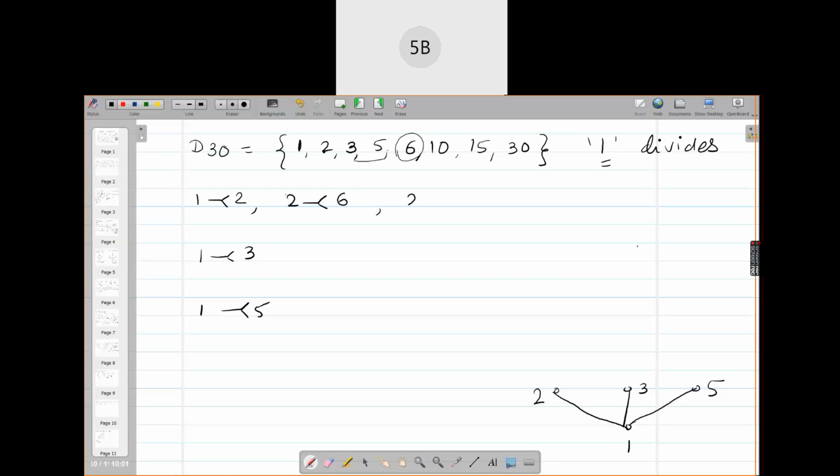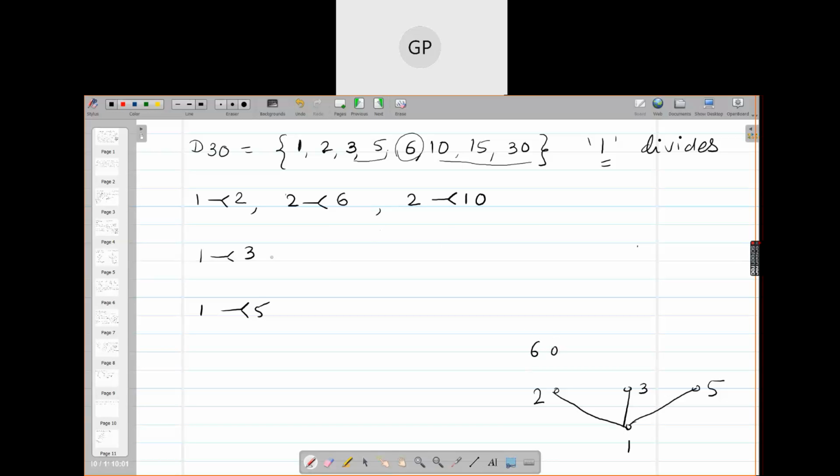Any other element 2 is covered by? Among these three, 10. Yes, 10 is there. 2 is covered by 10 also. So in the chain, what will I get? Let us first finish with this covering.